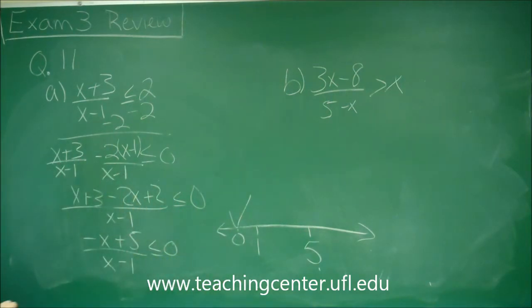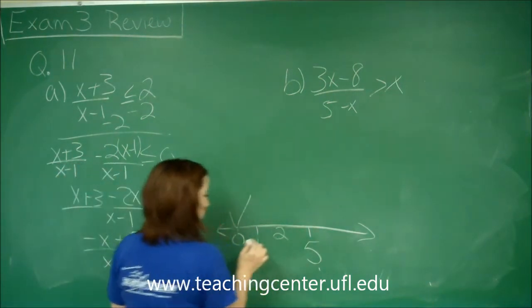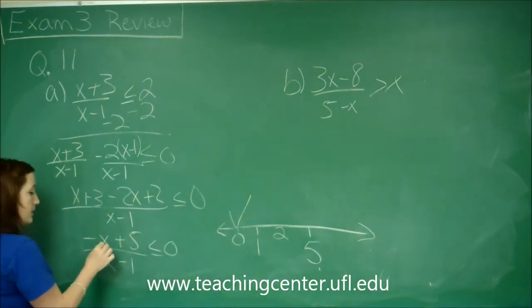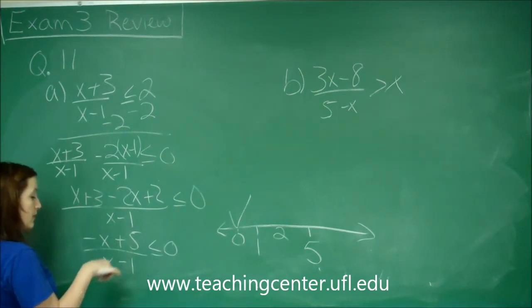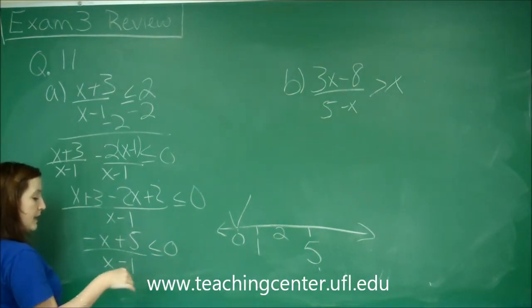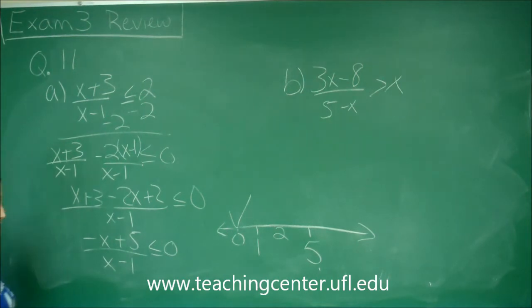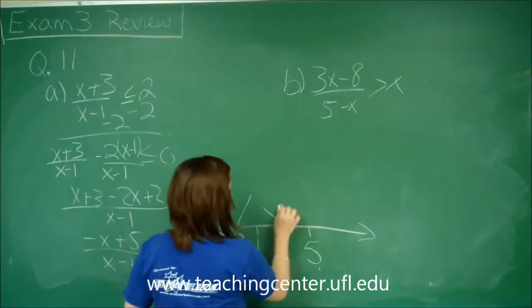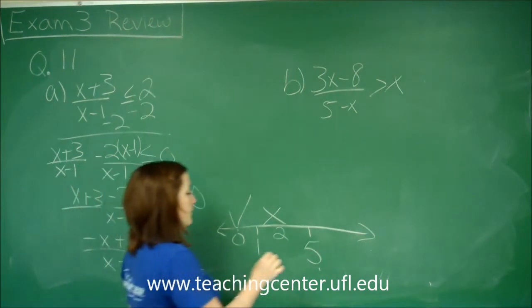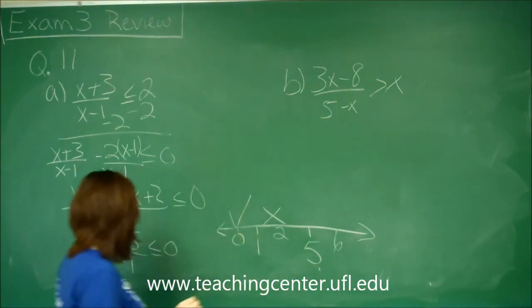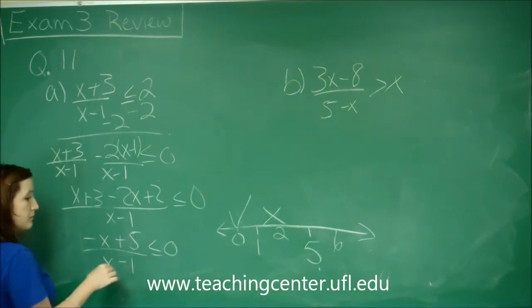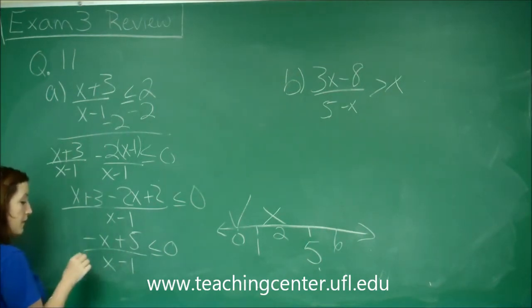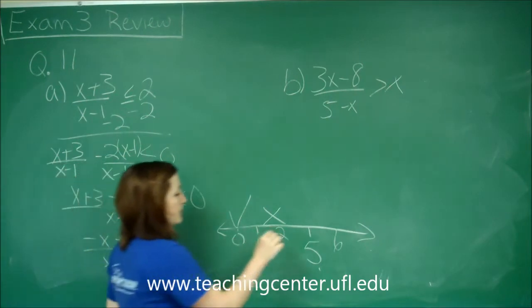Now if I pick a number in between 1 and 5, so say I test the value of 2, I plug it in and I get negative 2 + 5, well that gives me 3 over 2 - 1, which is 1. So it gives me 3 over 1, and is that less than or equal to 0? Well, no, it's not, because 3 is greater than 0, so we don't want this interval here. And then if I test the value of 6, negative 6 + 5 is a negative 1 over 6 - 1, which is 5. So I get negative 1 over 5, and that is less than or equal to 0. So I do want the values here.